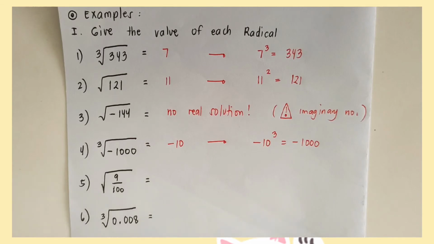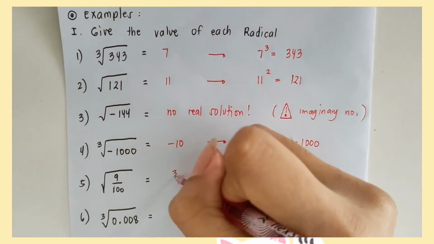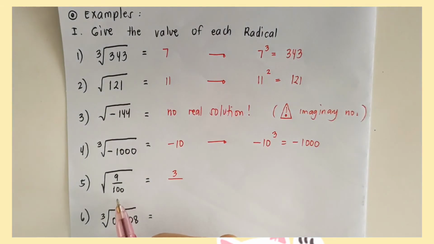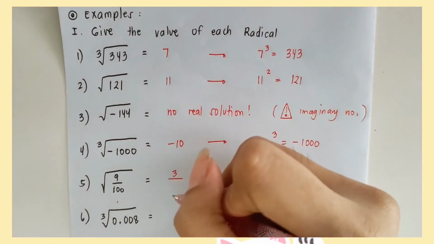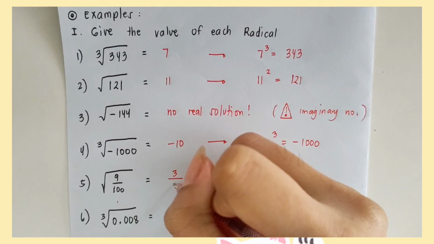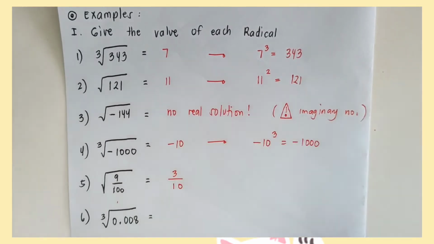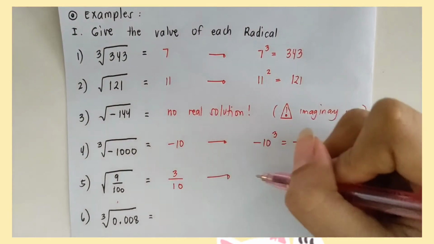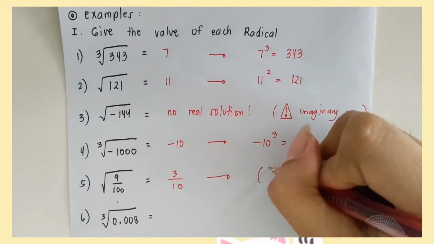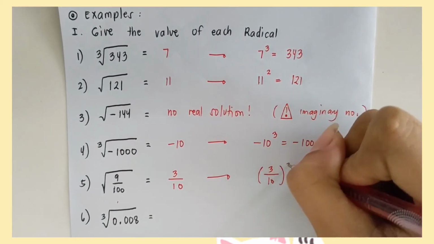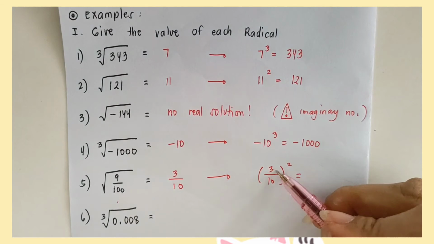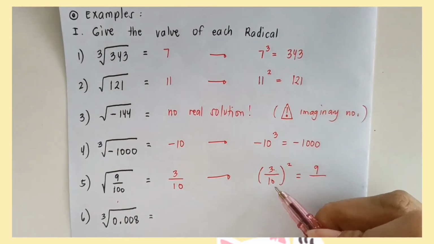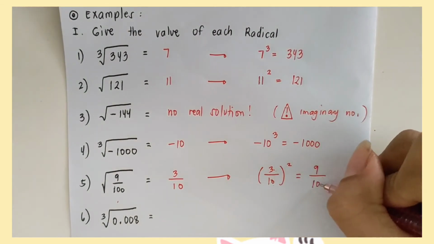How about number 5? The square root of 9 over 100. What is the square root of 9? That is 3. What is the square root of 100? That is 10. And we know that when we square 3 over 10, 3 over 10 squared is equal to 3 times 3, which is 9, over 10 times 10, which is 100.